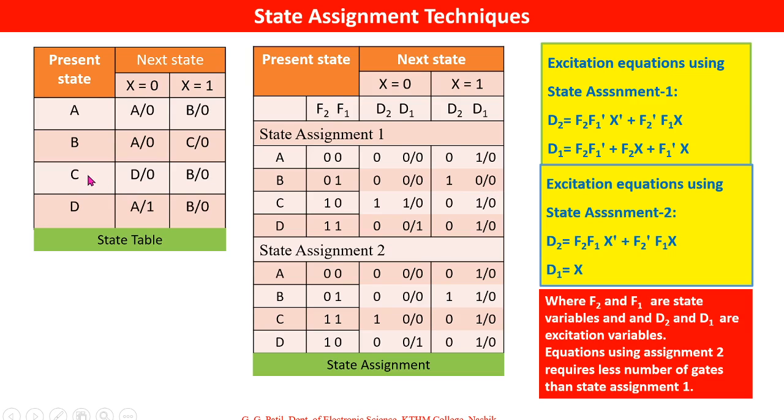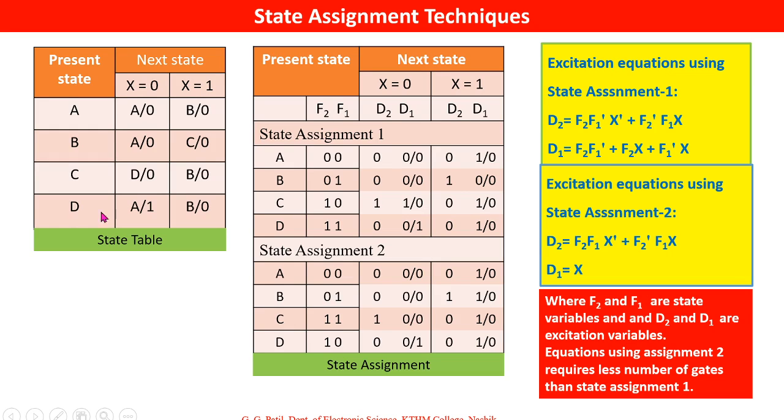When the present state is C, under x equals 0, the next state is D and the output is 0. Since D has value 11, the next state is 11 and the output is 0. Under x equals 1, the next state is B having value 01 and the output is 0.